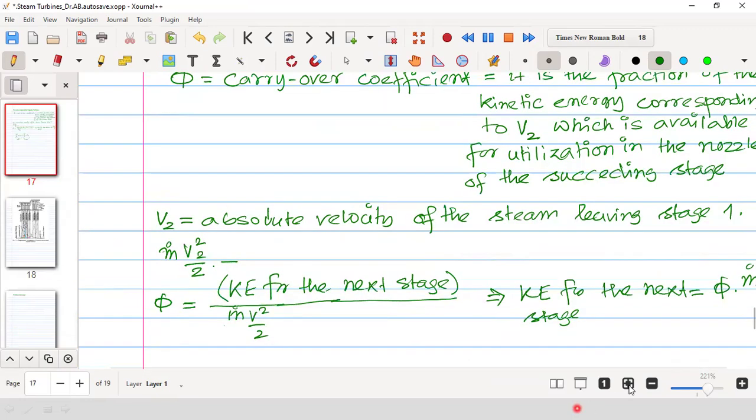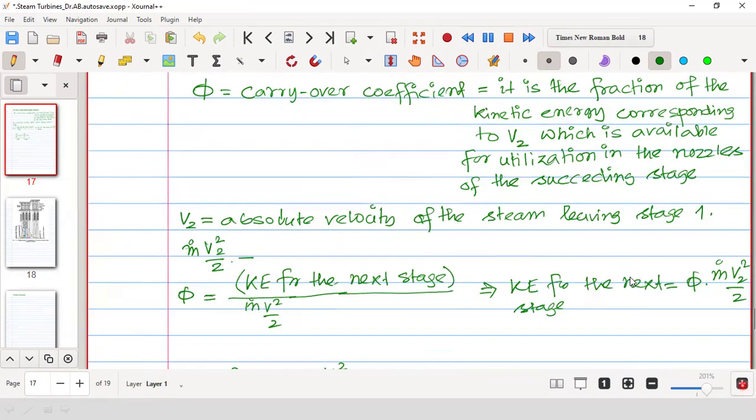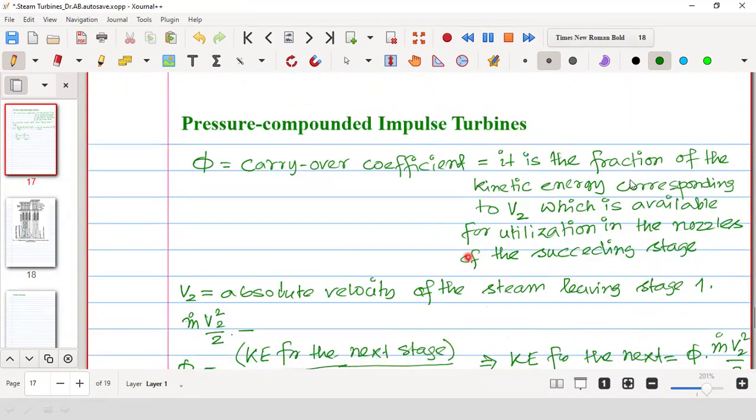So that I was telling, and it should be clearly understood. Okay. So carryover coefficient is the fraction of the kinetic energy corresponding to V2. Corresponding to V2 means basically V square by 2 per unit mass.